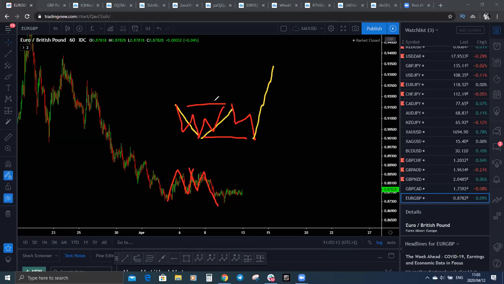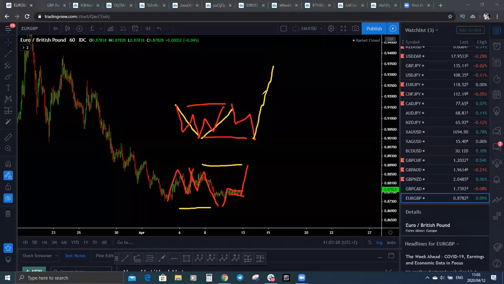Right, so what do we expect? We're expecting that this one is going to give us 1, 2, 3. What structure will that be? So that means after this, we should see continuation to the upside on a pound chief, and then we should see continuation to the downside on euro pound, just because of the pound in it.